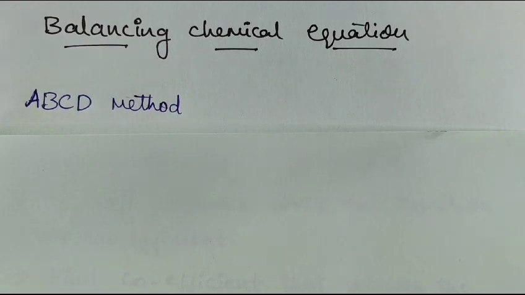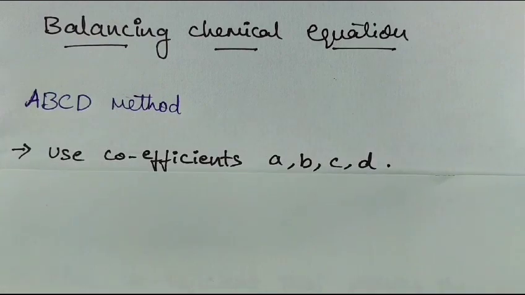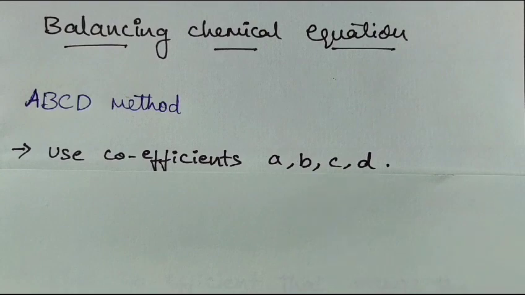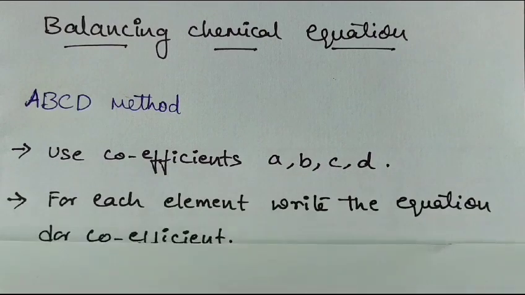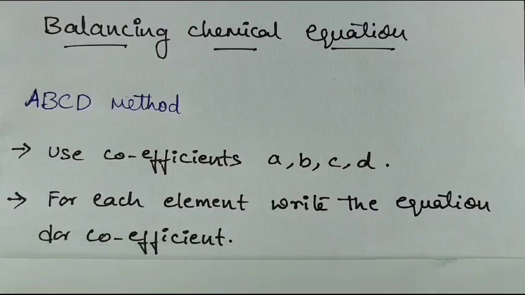And there are several steps to be considered and applied to balance a chemical reaction. So let us know what are the steps or the points that need to be considered to balance a chemical equation by following the ABCD method. First, we need to use the coefficients A, B, C, D for the elements present in an equation. And the next is to write the equation for the coefficient. By applying the coefficient, we need to write a reaction.